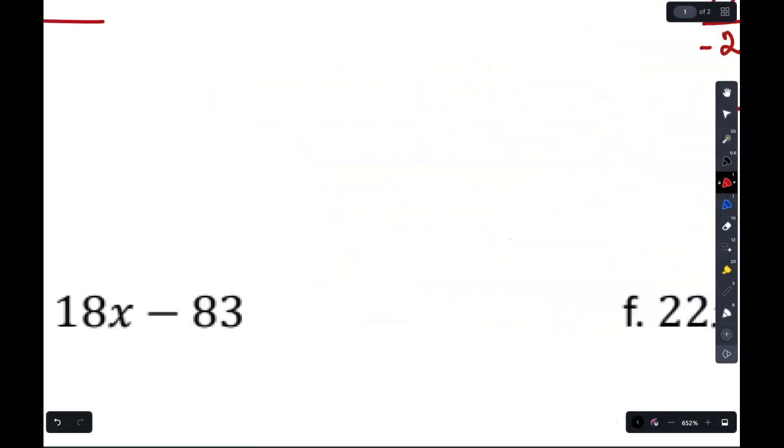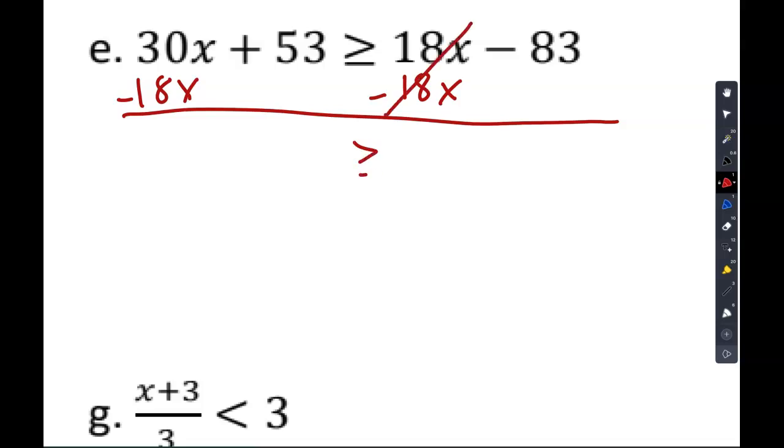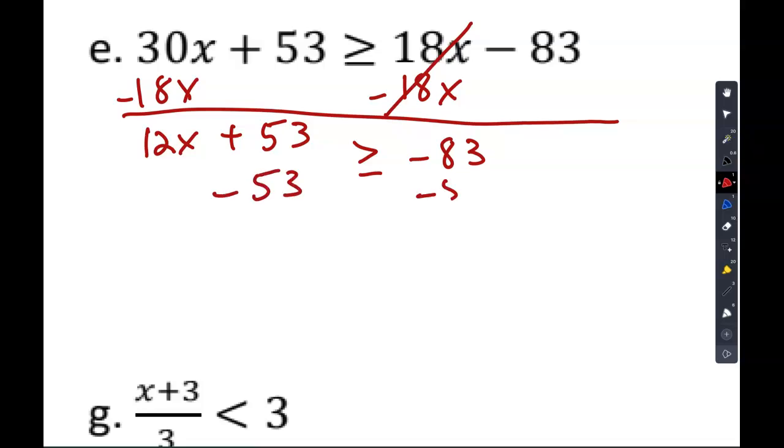Alright, let's look at E. Another multi-step here. We're going to subtract 18, letters to the left on both sides, 18x. The 18x cancel out on the right, bring it down as negative 83. Here, 30 minus 18 is 12, plus 53. And we're going to move the numbers to the right, do the opposite, subtract 53 on both sides. And that's going to be greater than or equal to negative 136.